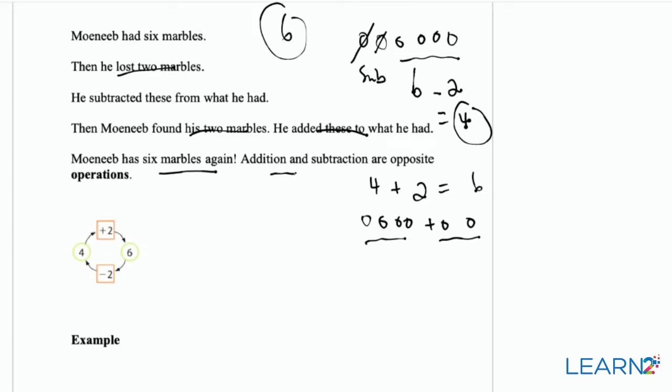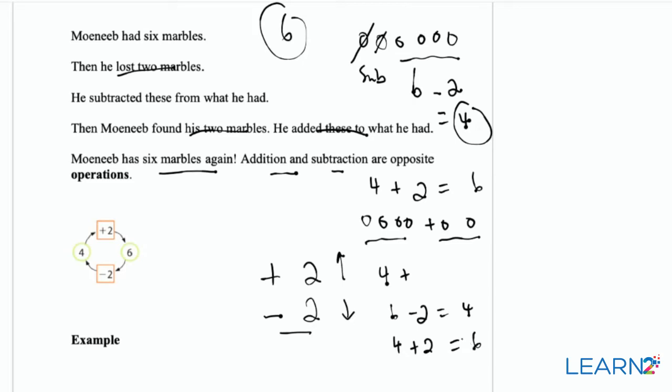We can see that addition and subtraction are opposite operations. That is, when you add 2, you are increasing. What's the opposite of increasing? Decreasing, or subtract. So minus means go the opposite direction. In this question, we started with 6. We lost 2, we got 4. Then we found them, so we had 4, we added back the 2, we got our 6. So the subtraction reduced the 6 down to 4, whereas the addition increased it from 4 up to 6.